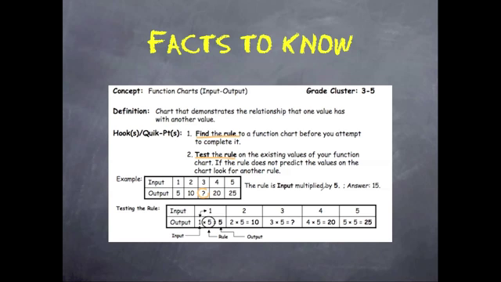So in this case, we guessed that the input was multiplied by 5. So that means our rule is the input times 5. So based on that, our answer should be 15 because 3 times 5 is equal to 15. So next we have to test the rule. Our input is 1, so 1 times 5 gives us 5. Input is 2, 2 times 5 gives us 10. And we see that the rule is correct. So that means that 3 times 5 would give us 15.